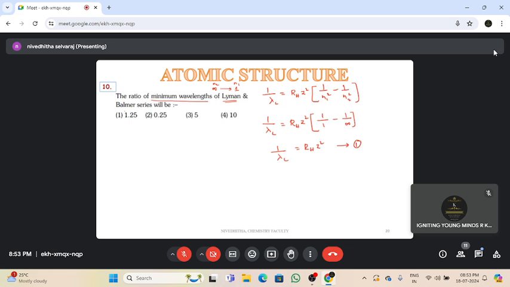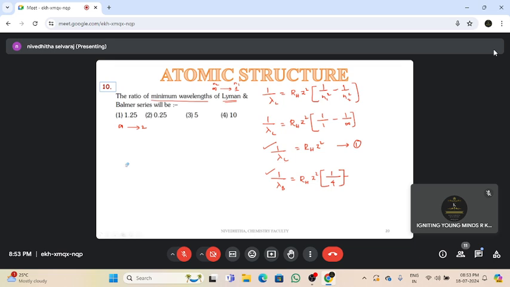Another one is the Balmer series. So 1 by lambda B is equal to the Rydberg constant into atomic number square, divided by what is the minimum wavelength, which is the maximum energy, from infinity to the second state, right? So here 1 by 2 square is 1 by 4 minus 1 by infinity, which is again 0, right? So we have to divide this and this.